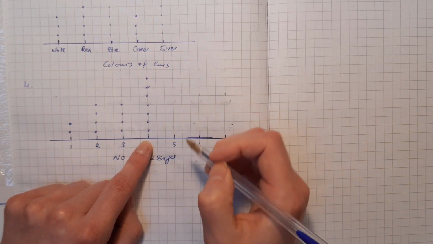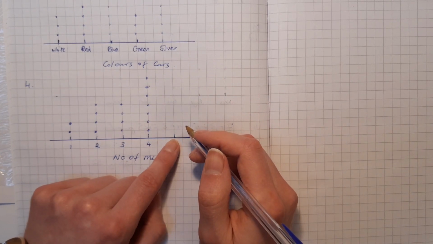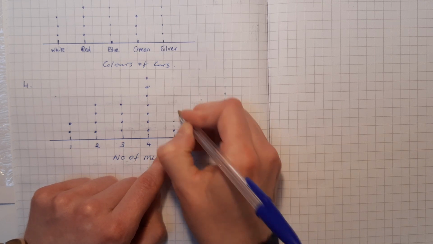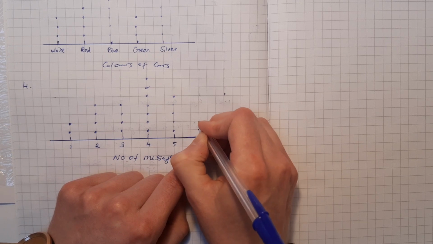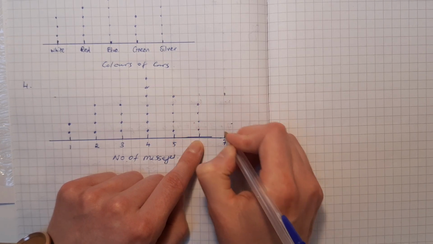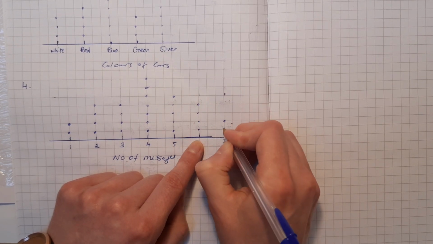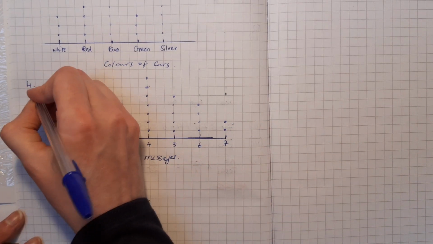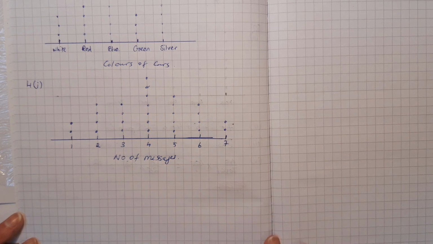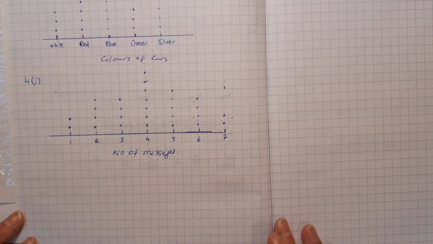And that's what I was saying, just to make sure you have enough space. 5 people sent 5 messages. 4 people sent 6 messages. And 2 people sent 7 messages. Okay, so that's the line plot fully complete. And it was part 1 of question 4, represent the information on a diagram or on a line plot.